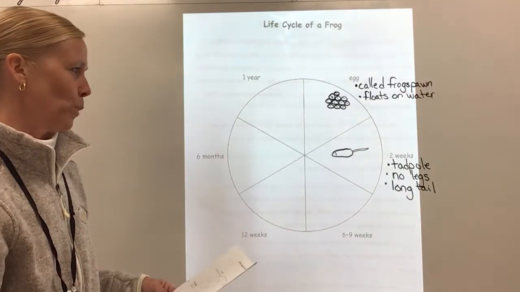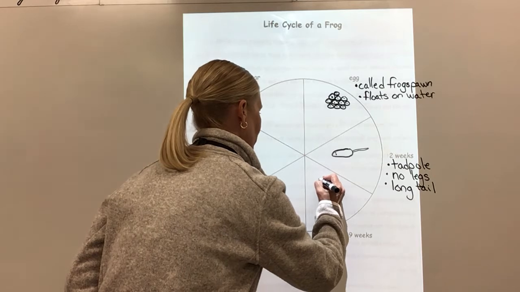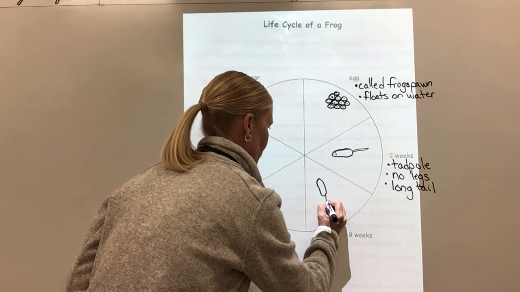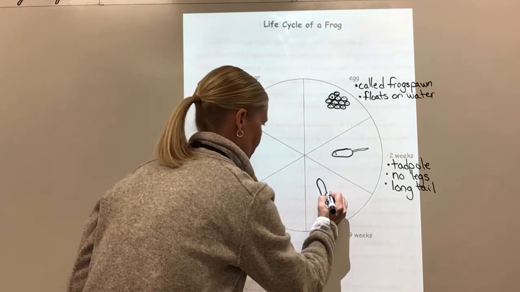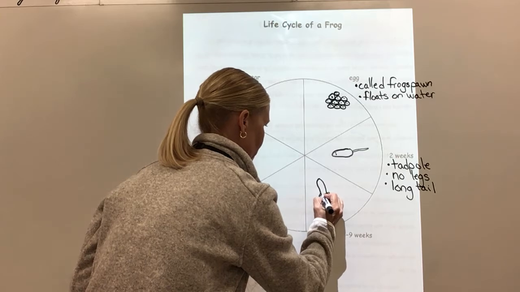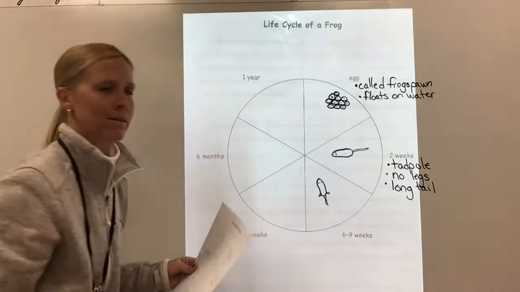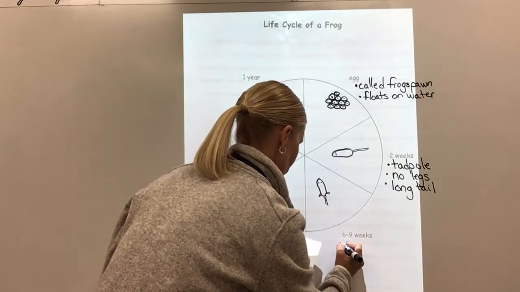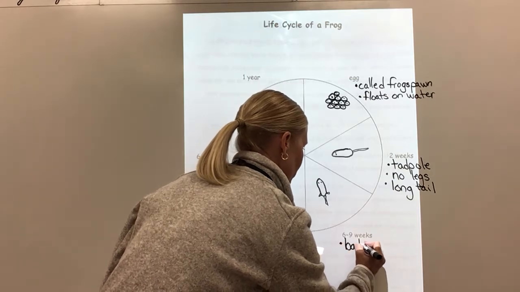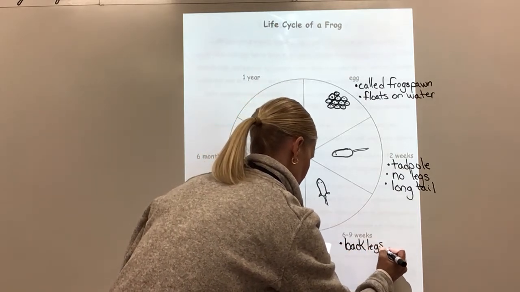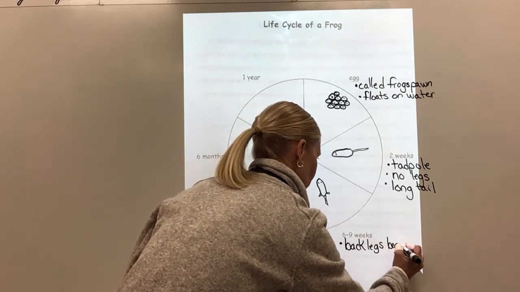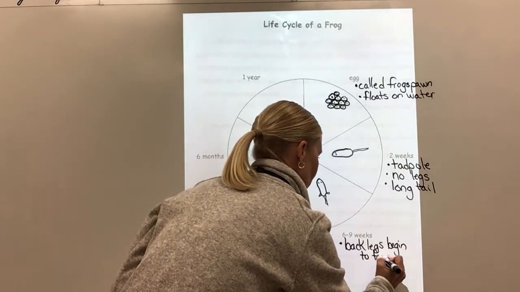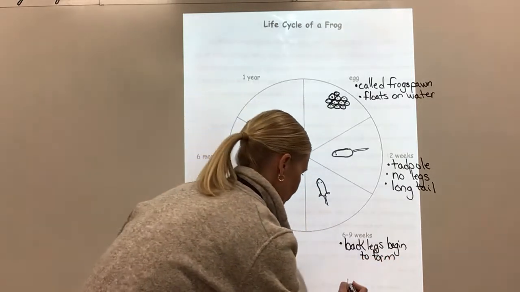All right, 6 to 9 weeks. Kind of looking a little bit the same, and we have a tail still. And now, horrible, right? I know. At 6 to 9 weeks, back legs begin to form. And it still has a tail.